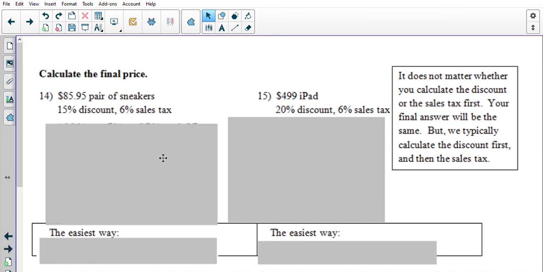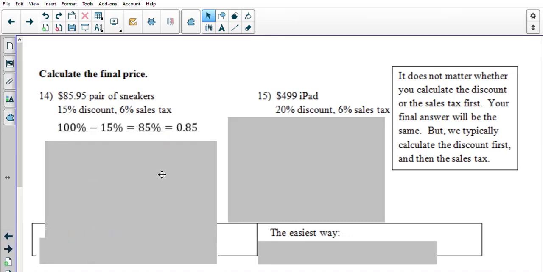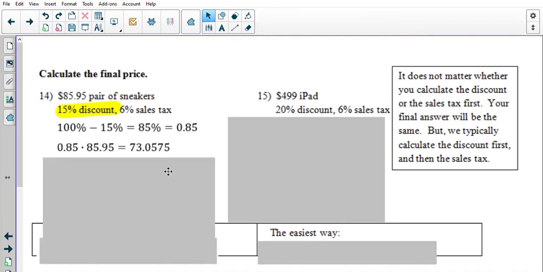So for this, I'm going to do 100% minus 15% for the discount. So I'm going to treat the discount first. That's 85% or 0.85. So take 0.85 times $85.95, and we get 73.0575. Now, I'm not going to round it because it's not my final solution. Now, all of this stuff right here was for discount. Let's talk about sales tax.